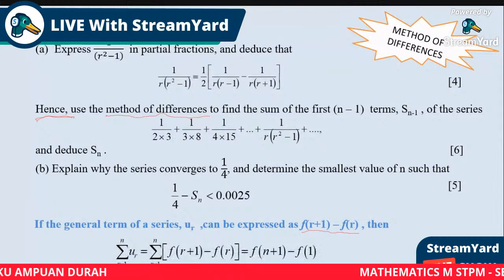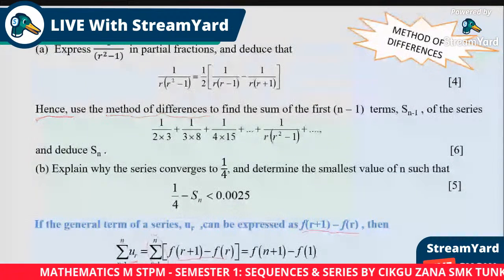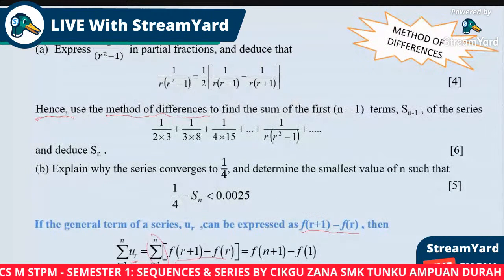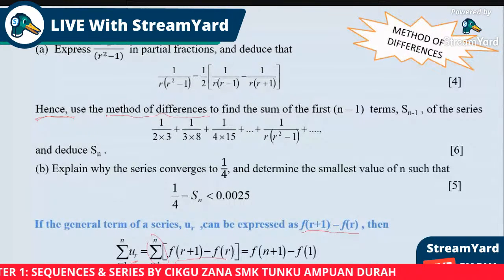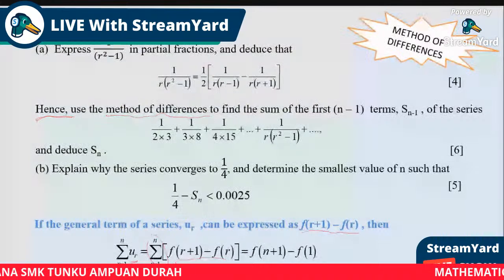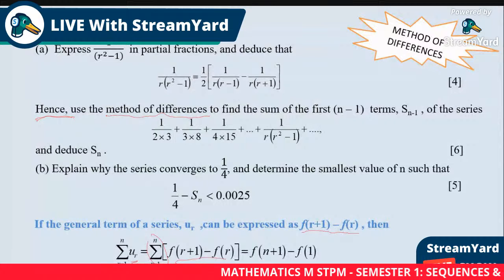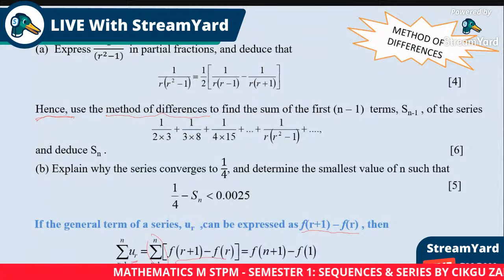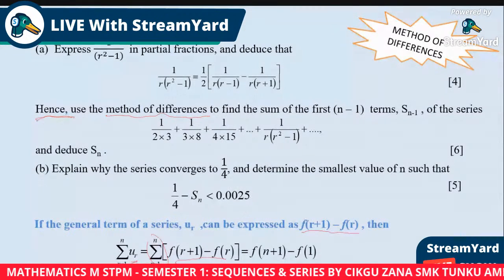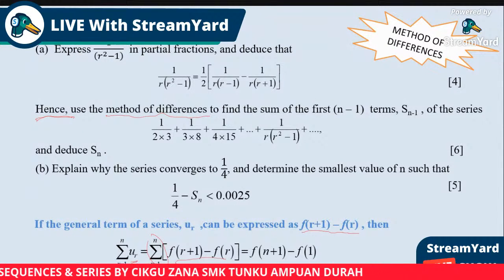So if U_r can be written in this form, then the sum of the first n terms is f(n plus 1) minus f(1). Meaning that you don't have to show the elimination method. Just substitute r plus 1 as n plus 1, and r as 1 because your r starts from 1. Okay, our r starts from 1. That's how we memorize this formula. Can you remember? Okay, that's how we memorize the formula. Right. Okay, we move on.